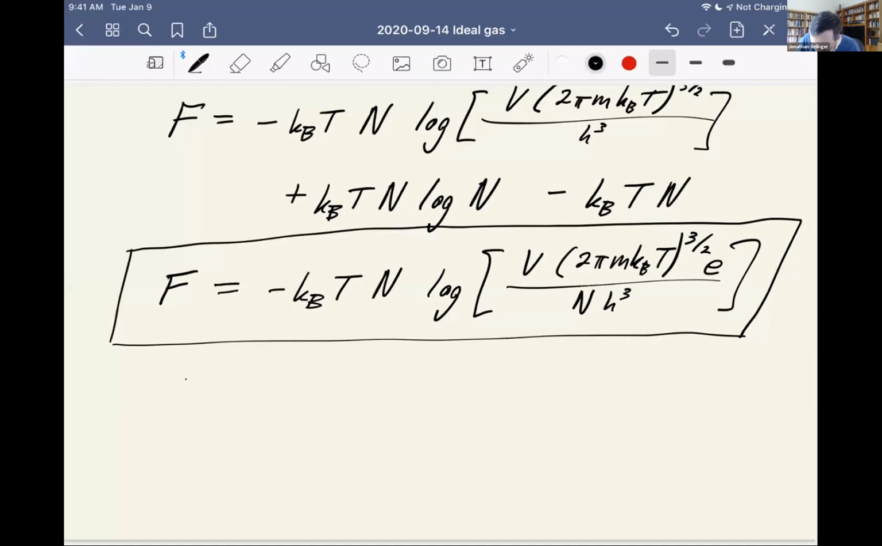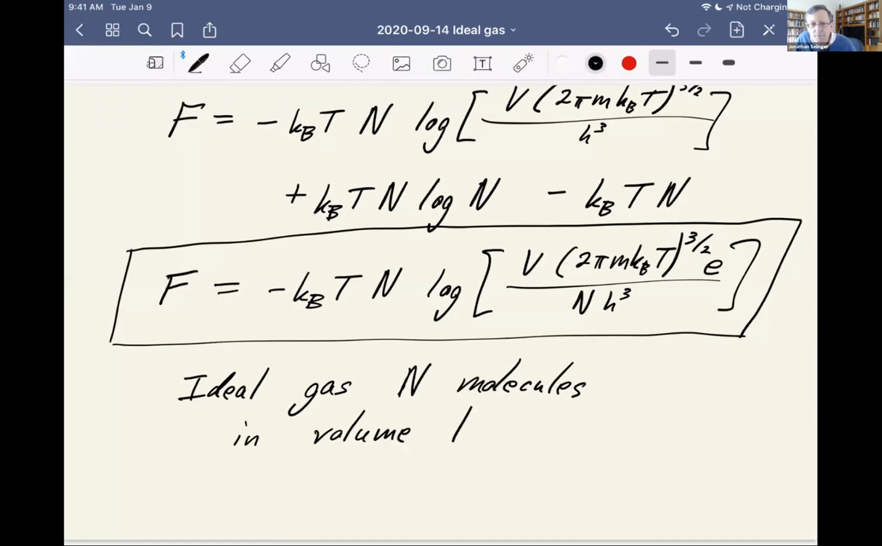So that would be N molecules of ideal gas in a volume V. So one thing I can point out about this expression is that it is extensive.